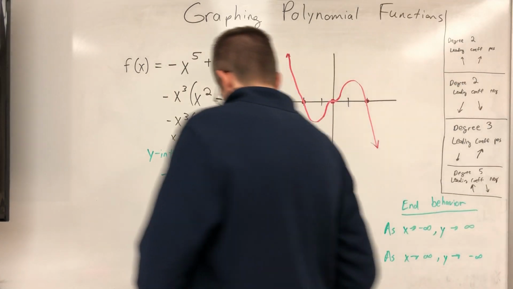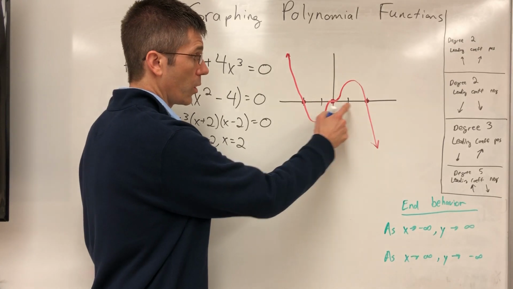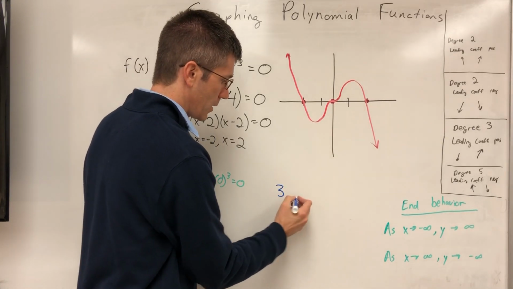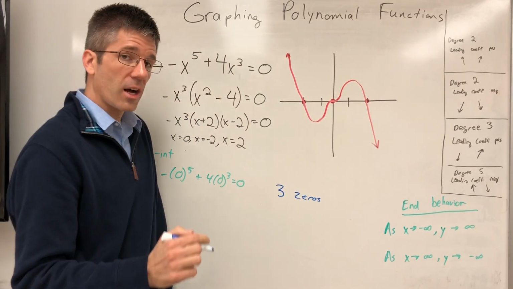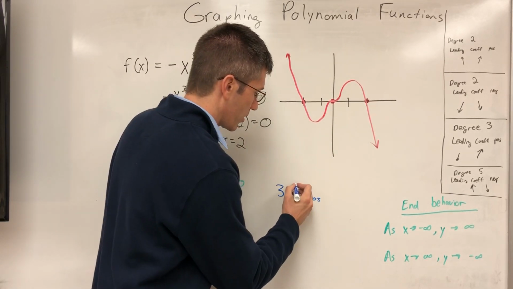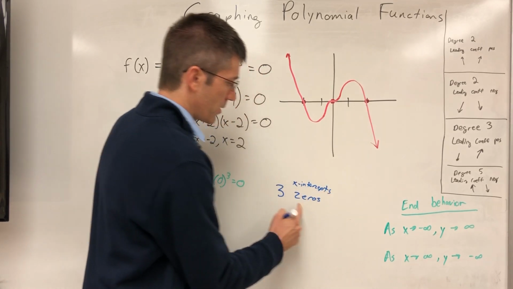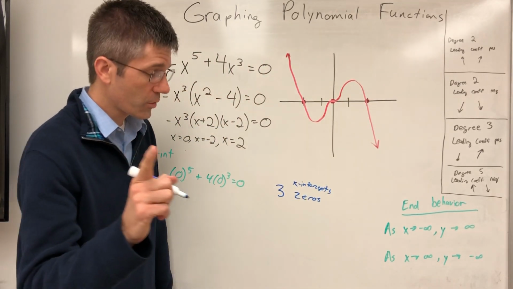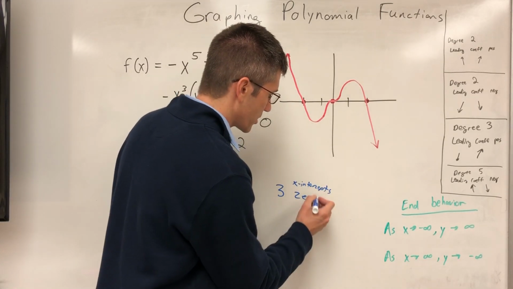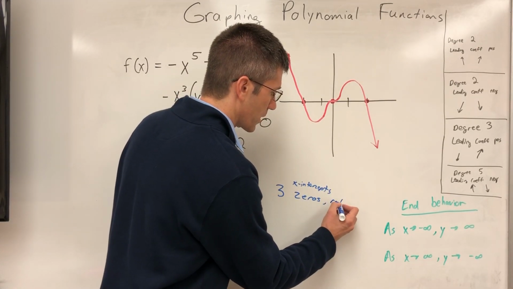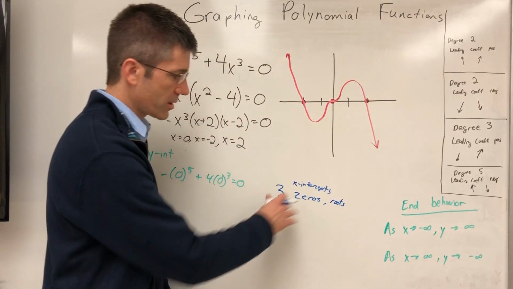Two more things. I have 1, 2, 3 zeros. I could also call them roots, by the way. I've called them two things so far. I've called them x intercepts. They're also called zeros. There's a lot of vocabulary in this lesson. X intercepts, zeros, and roots. And you can call them any of those things.